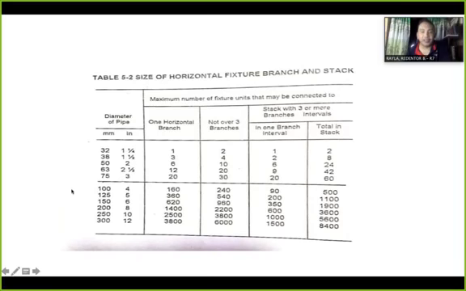So this one, size of a horizontal fixture branch and stack, no? So you are asked what is the branch line, the horizontal line. There is already a stack, no? So we need to find out the branch diameter. So for example, again we go back to the first requirement, which is to find the total fixture units. So these are the values of fixture units, no?